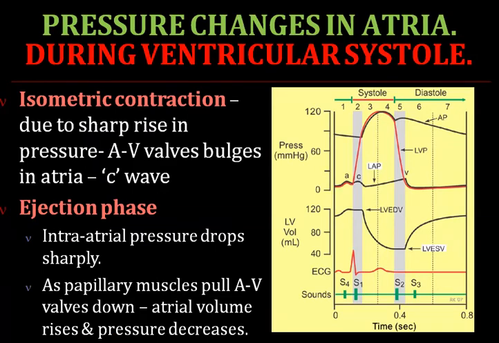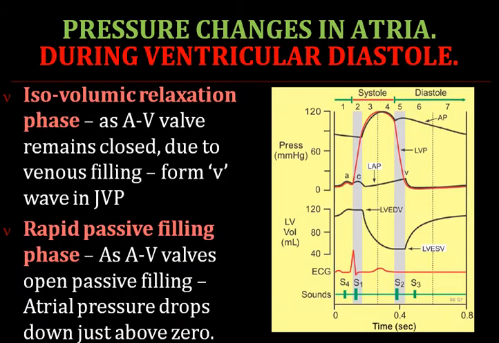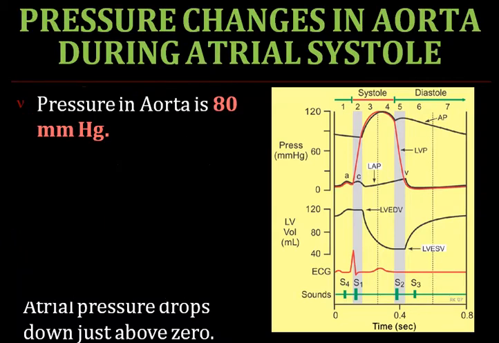During ventricular systole, in isometric contraction, due to the sharp rise in pressure, the AV walls bulge into the atria, causing the C wave. In the ejection phase, intra-atrial pressure drops sharply as the papillary muscles pull the AV walls down, atrial volume rises and pressure decreases. In the isovolumic relaxation phase, as the AV valves remain closed, venous filling causes the V wave in JVP. In the rapid passive filling phase, as the AV valves open, passive filling of the atria occurs and pressure drops to just above zero.